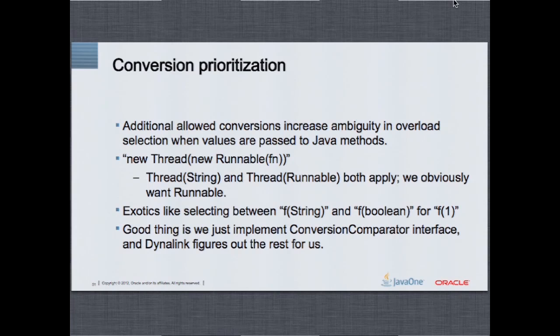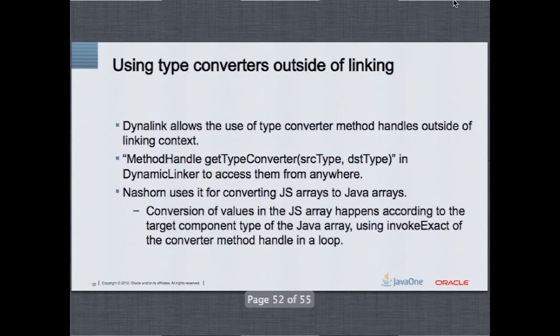Now, the nice thing about all of this is that you just need to implement a conversion comparator interface, which is really simple. It takes 3 classes. It says, I have an integer, and I have candidates that are string and Boolean. Which one should I choose? That's what you implement, a method that answers this question, and it plugs into the overloaded method resolution machinery that lies underneath, and just works. Dynalink gives you that. Sometimes you want to use type converters outside of linking. We have a solution for that too.